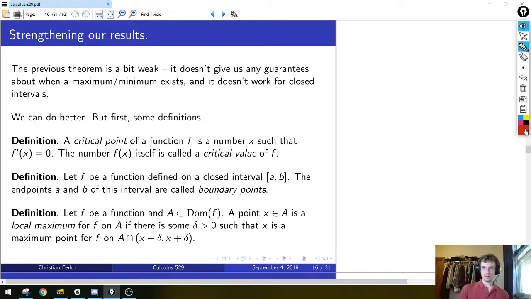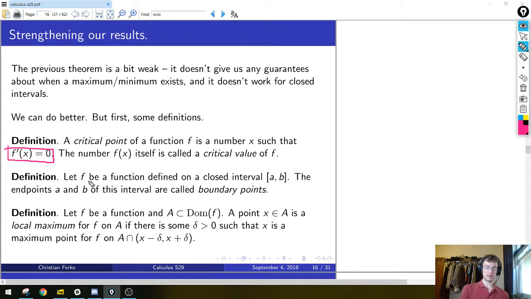Okay, so this is a rehash of the words I just said. That theorem we just proved is a bit weak. It doesn't give us guarantees. It doesn't work for closed intervals. So we'd like to develop some more machinery to get a more powerful result. So first, I'm going to use some words in stating the more powerful result, so I will tell you what the words mean first. There's no math here. This is just learning definitions. So we've seen that we're interested in these places where the derivative is 0, right?